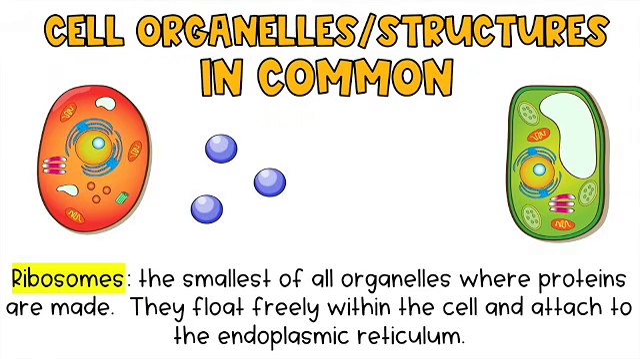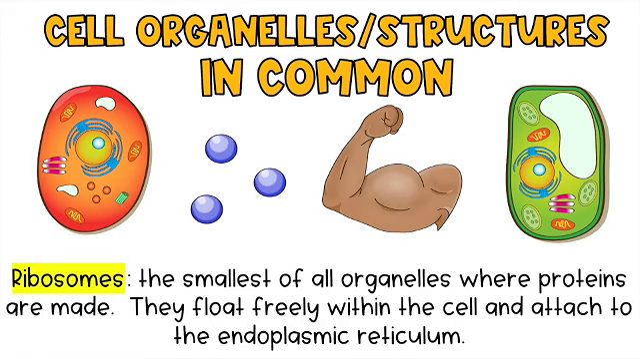All right, ribosomes are the next one, and we saw that they were attached to the endoplasmic reticulum. Sometimes we abbreviate that as ER. Ribosomes are the smallest organelles in the cell, and this is where proteins are created, where they're made. Protein is a really important thing for the human body or for any organism. They float freely within the cell, and they're also attached to the endoplasmic reticulum. Because proteins are so important, we're showing this muscle because it is going to help us stay strong, to grow, and to do really important jobs within the cell.